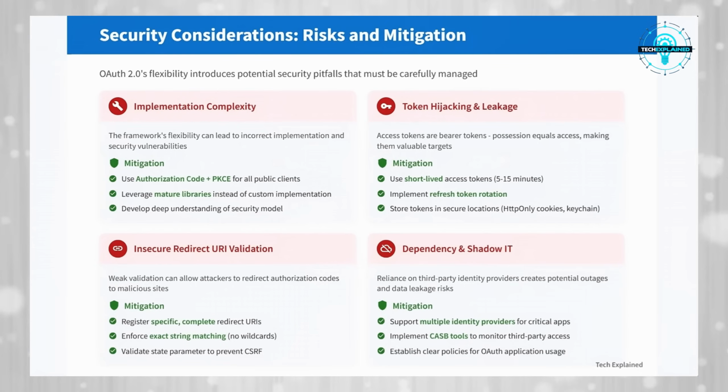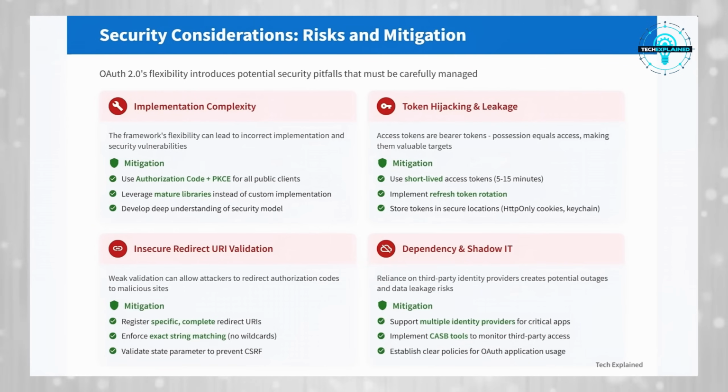Another significant risk is token hijacking and leakage. Access tokens are bearer tokens, meaning possession equals access. They're valuable targets for attackers and can be stolen in various ways, including through cross-site scripting attacks that exfiltrate the token from client-side storage or via insecure redirect URIs.